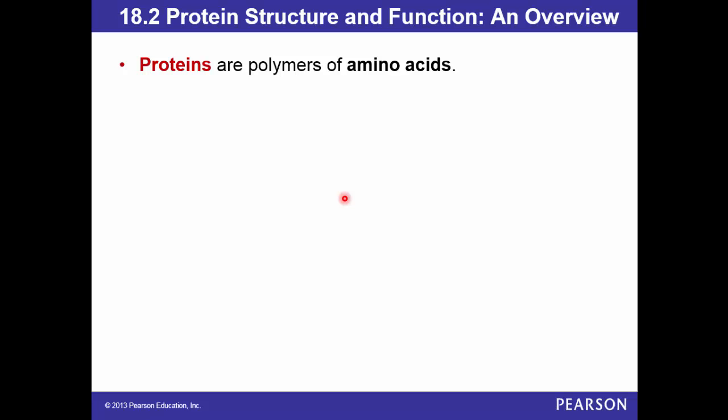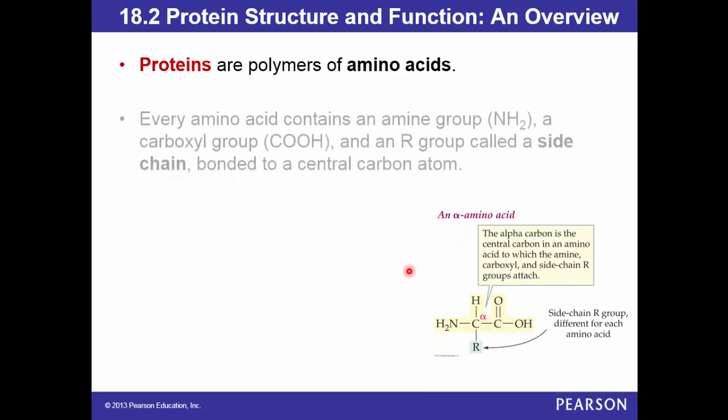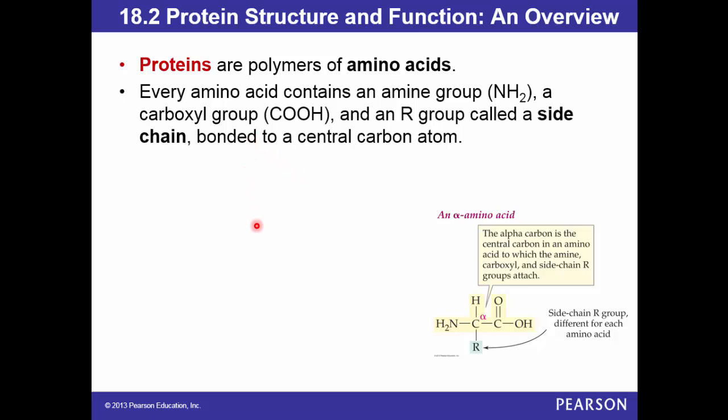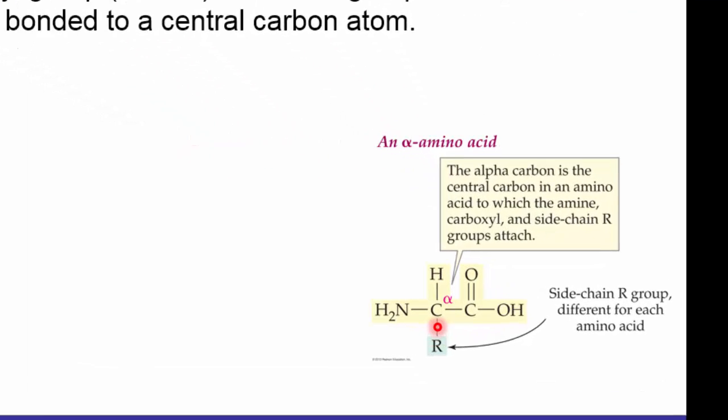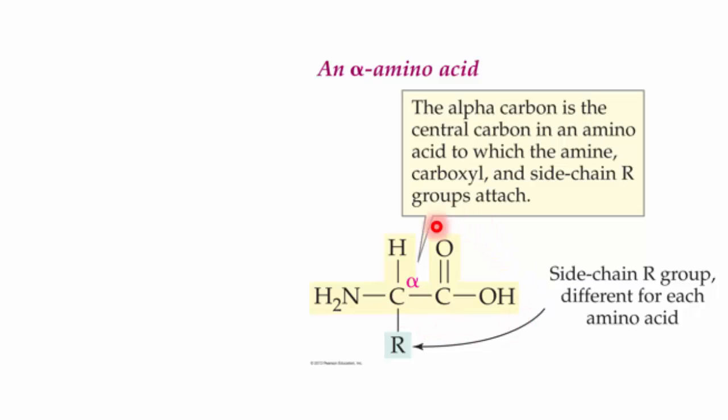Now we want to start with the first biomolecules called proteins. Proteins are polymers of amino acids. As you can see, there are 20 naturally occurring amino acids. Every amino acid contains an amino group and a carboxyl group and an R group called a side chain bonded to a central carbon atom, as you can see here. This carbon is called alpha carbon, so we have here alpha carboxyl group, and this is alpha amino group, and this is R, called the side chain. R groups are different for each amino acid, so we can say that R identifies your amino acid.